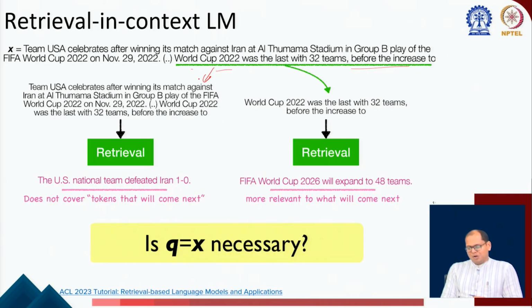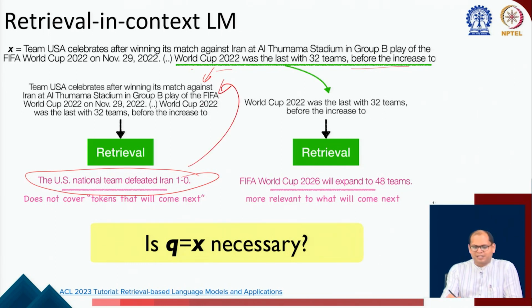Suppose I give the entire context as the query. Because it has the entire context, it may do similarity with everything, and it turns out it retrieves something like "US national team defeated Iran 1-0", based on similarity. It may be more similar to the first part than the last part, but it does not cover the token that we want to generate next. On the other hand, if you use just this last part to retrieve, it gives me the correct chunk that helps me generate the token. So this is more relevant.